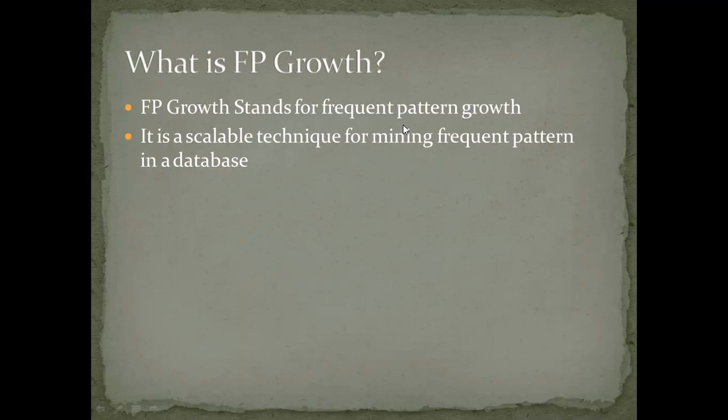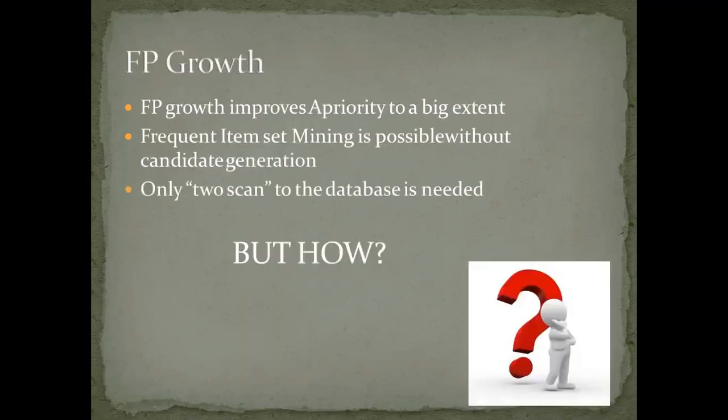In the FP growth algorithm, we need only two scans to get the frequent patterns in the database. And FP growth is preferable because it improves on Apriori to a big extent. Frequent item set mining is possible without candidate generation. If you want to generate candidates in the Apriori algorithm, you have to scan multiple times. In FP growth, it is possible without candidate generation. Only two scans of the database are needed.